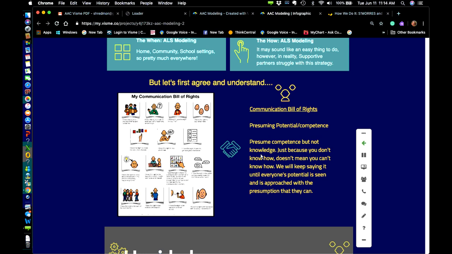AAC communicators, like everyone, they have the right to say what they think. They have the right to ask and get permission. They have the right to know about people in their life and things that are happening to them. They have the right to be taught to communicate and have what they need. They have the right to have their systems and have people who know how to use their systems to fix them and teach them. And they have the right to be heard and answered.